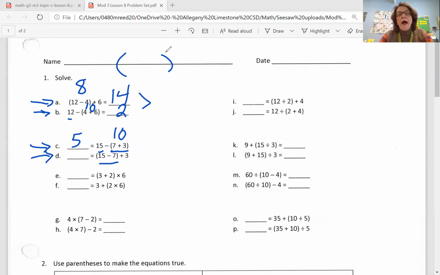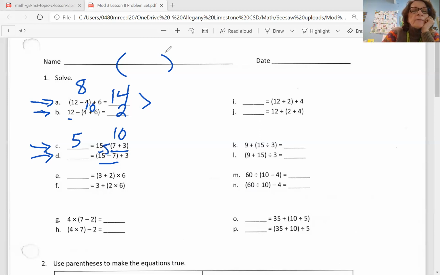And I know that fact, but if you don't know that fact, I would suggest you count on. Counting on should be a strategy you learned maybe in kindergarten and first grade, and hopefully you've been using it ever since with your facts if you've needed it. So 15 minus 7, I'm going to count on from 7. That means I start with 8. So 8, 9, 10, 11, 12, 13, 14, 15. I counted on 8, so 8 is my answer.